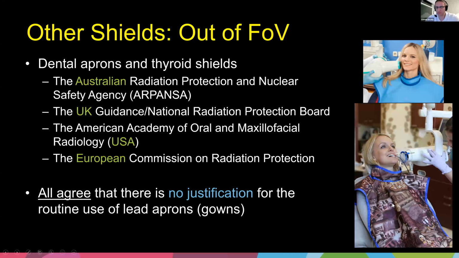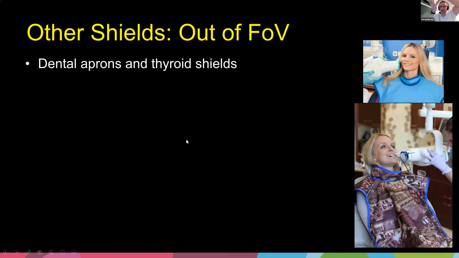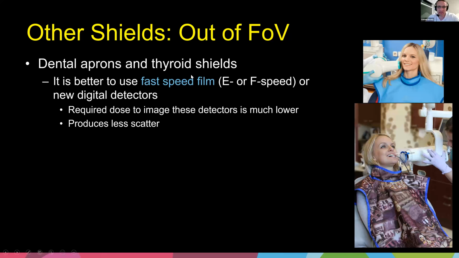When you look at the various different organizations in Australia, UK, the US, the European organizations, all of these groups agree that there is no justification for the routine use of lead aprons in dental intraoral imaging. It's just, once again, that distance from the field of view down to any kind of organ down here, we're talking more than 10 centimeters, almost always more than 25 centimeters. If we're talking breast, chest, lung, abdomen, even gonads, gonads are almost a meter away from the mouth. There is no scatter down there. And so unless you're pointing that intraoral tube down at the body, there is no primary radiation going down into the body. So that's the same also for thyroid shields.